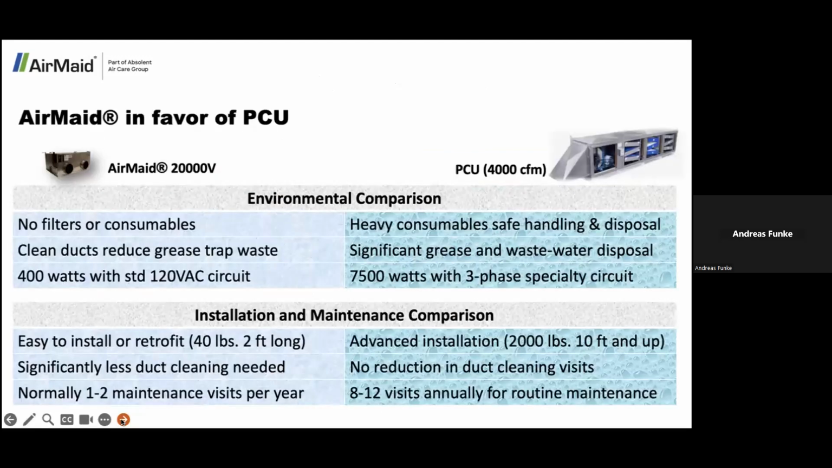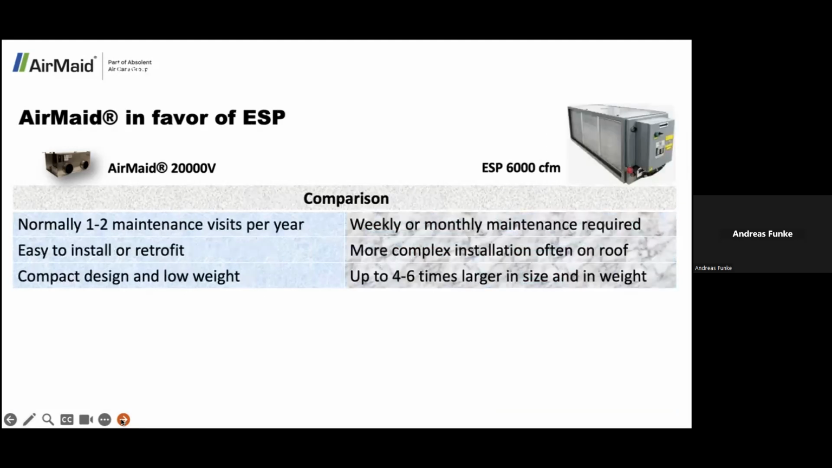If you compare to a PCU unit, for let's say a 4000 CFM PCU unit, you would use an AirMaid 20,000V. So there are no filters or consumables. You have only a very, very small amount of power which you need. It's very easy to install, a retrofit. There is absolutely less duct cleaning needed. The maintenance is only 1 to 2 times a year. If you compare this to a PCU, you will see huge differences. And then the size is the other thing, because you don't need to install this heavy thing on the roof.